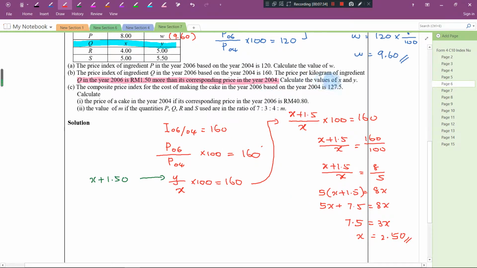So the question asks us to find the value of x and y. We need to find the value of y now. We know that y is actually equal to x plus 1.5, right? X is equal to 2.5. Now we need to plus 1.5. So we know that y is equal to 4 ringgit. Once we get the value, I encourage you to write all the answers into the table here, so it is easier for you to solve the next part.